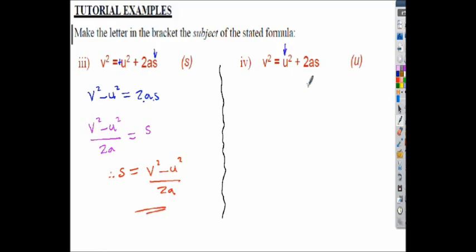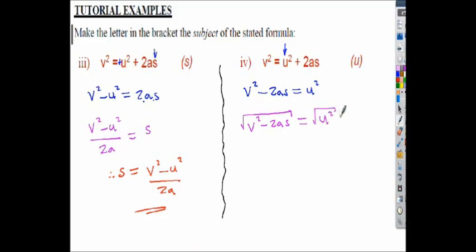So the first thing I'm going to do here is remove the positive 2as from the right hand side. I'm going to subtract 2as from both sides. So my next line will be v squared minus the 2as, and that's equal to u squared. Because I don't want u squared, I just want u, then I will square root both sides of the equation. So square rooting the left hand side, I get the square root of v squared minus 2as. Square rooting the right hand side, I will get the square root of u squared.